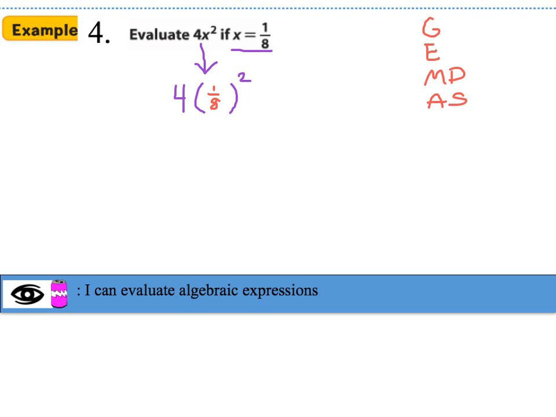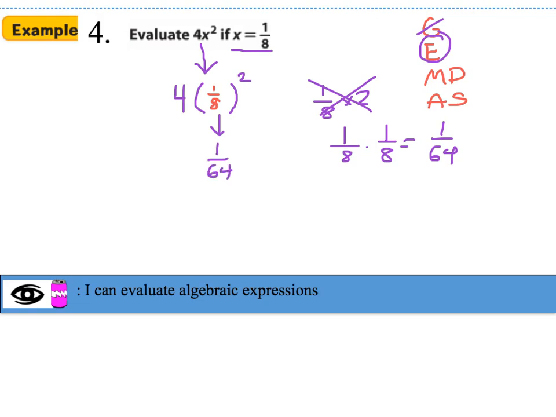Now I want to use GEMDAS to further simplify this problem. So this problem does have grouping symbols, but you can't really do anything with the 1/8 inside of it. So I'm going to move on to exponents. This problem does have exponents, so I'm going to solve the exponents first. I know that 1/8 to the second power. Please don't multiply 1/8 times 2. That's repeated addition. What you need to do is take 1/8 times 1/8 and multiply it that way. So I get 1/64. So the value of 1/8 to the second power is equal to 1/64.